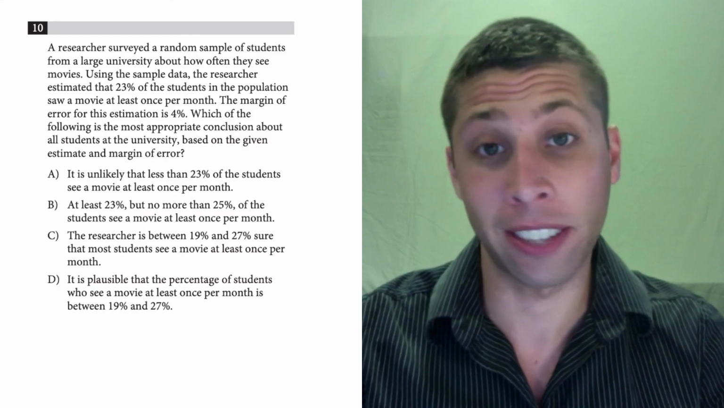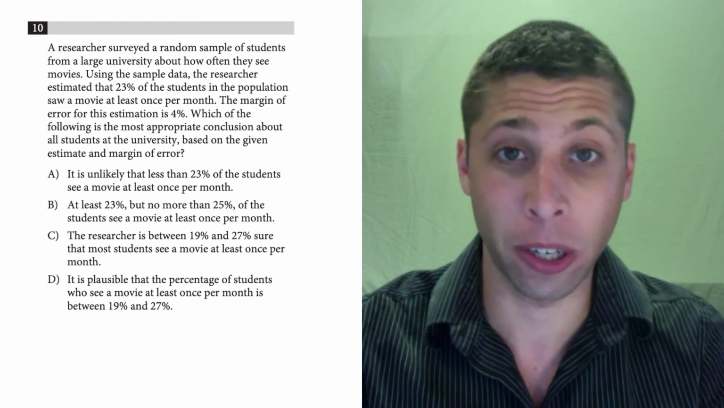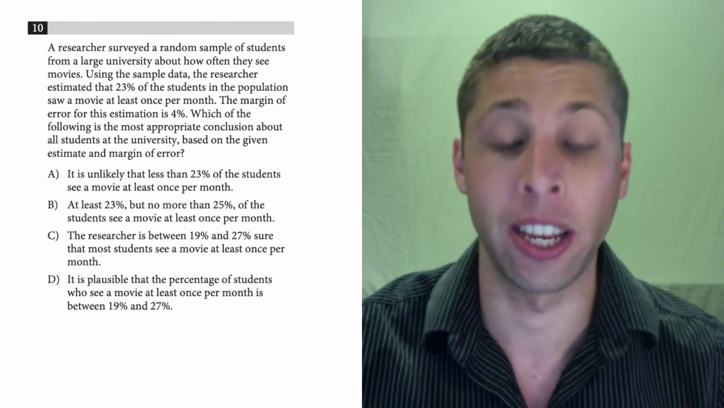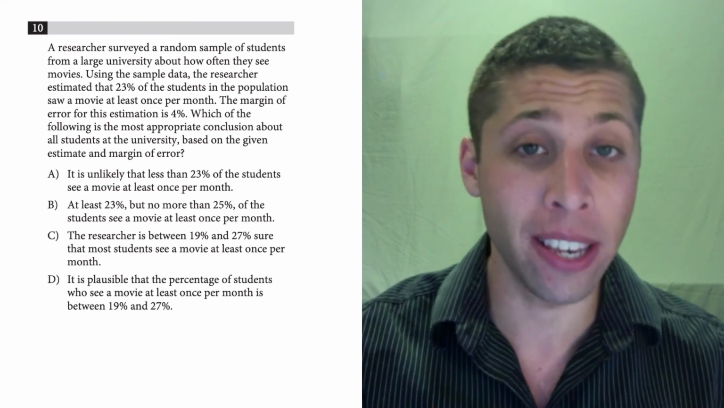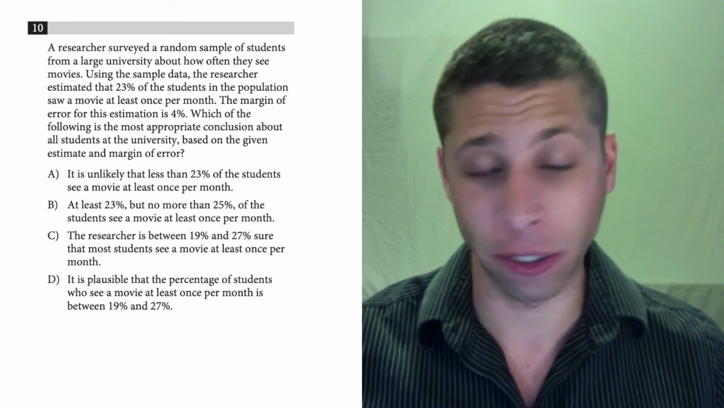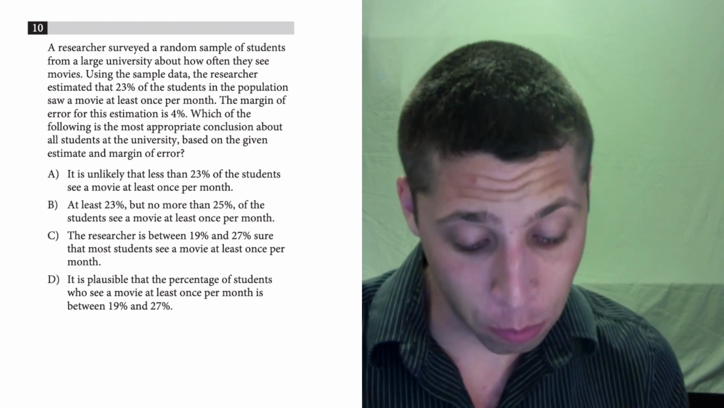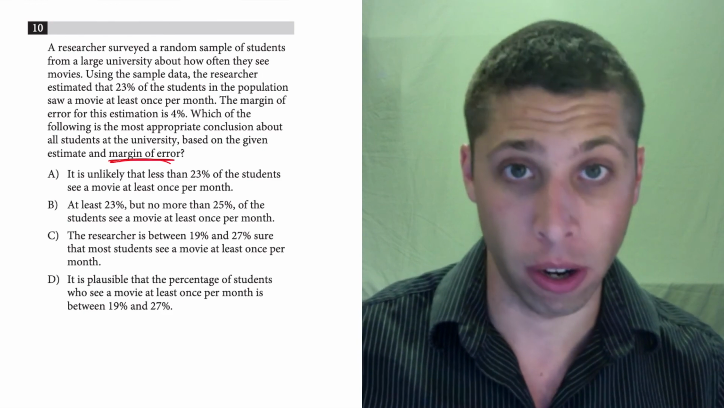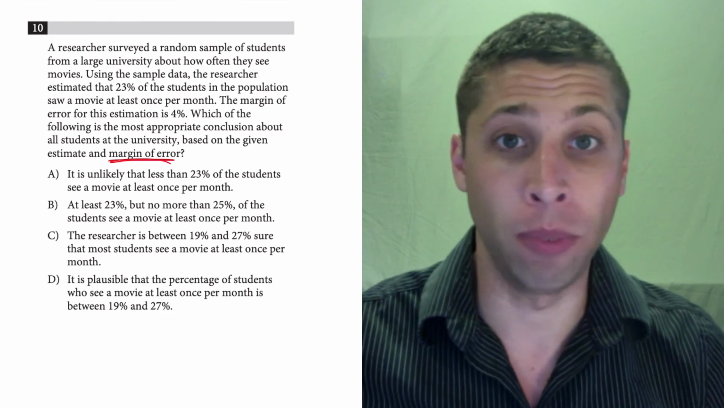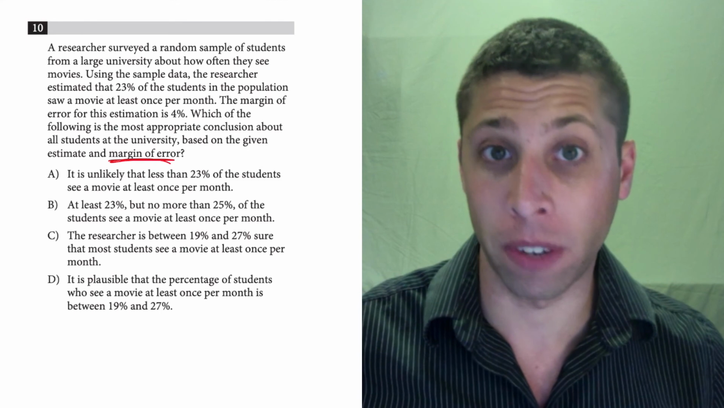Number 10 is kind of like number 7. It's another statistics question that looks more like a reading question than a math question. And kind of like number 7, we're going to deal with a definition that it's important we understand. And it's pretty clear at this time what the definition is. We're really talking about what is margin of error. And honestly, the right answer here is really just a definition of what margin of error is.